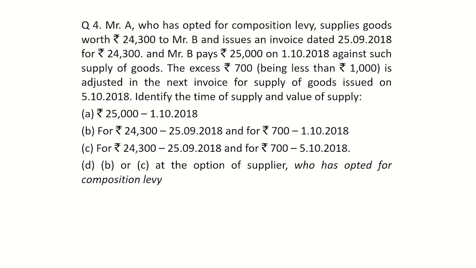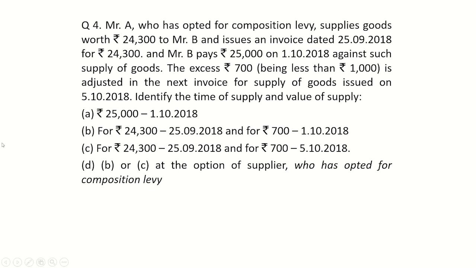The options given to you are A, 25,000, that is the date of payment, B, 24,300, that is as on 25/9/18, the date of issue of invoice, and 700 being the receipt of payment on 1/10, and C, 24,300 as on the date of issue of invoice and 700 as on the date of supply of goods. Or last one, B or C are the option of supplier who has opted for composition levy.